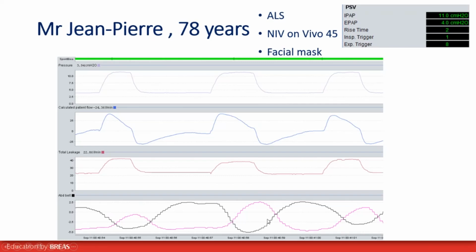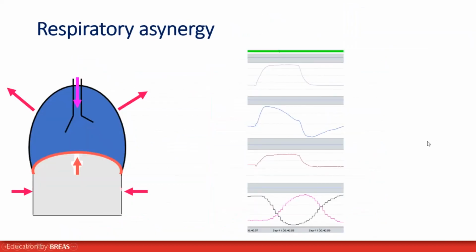And here we see a very strange thing on the belt. If you look at the insufflation, during insufflation, we have an increase in the thoracic belt, but a decrease in the abdominal belt. And we would not expect a decrease. So why do we have a decrease in the abdominal belt? It means that the diaphragm is very weak and the effort is done with the accessory muscle.